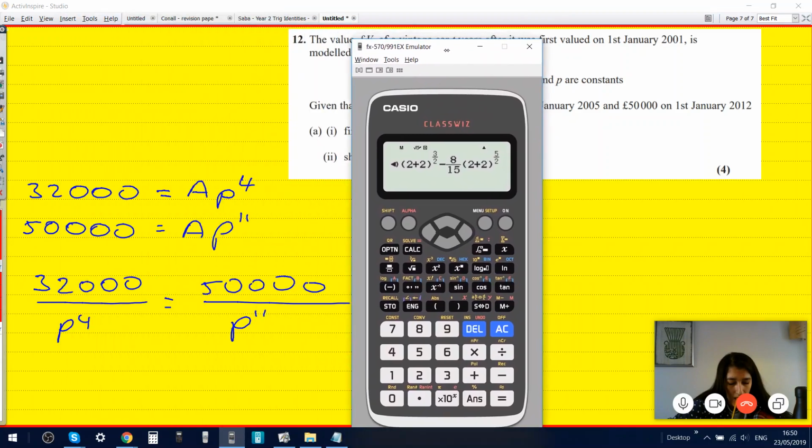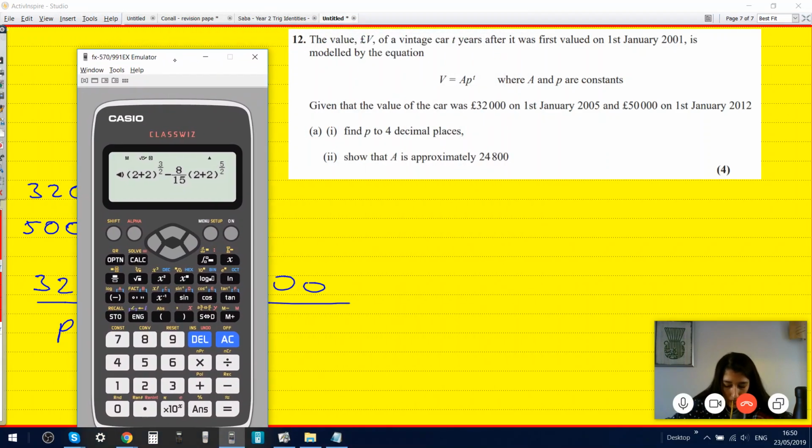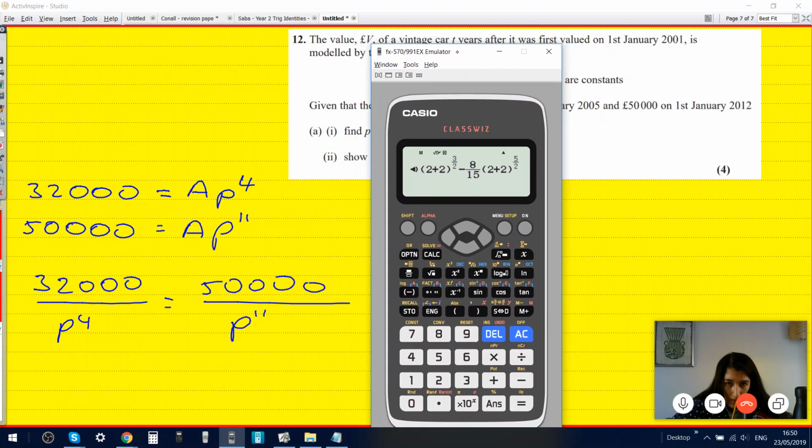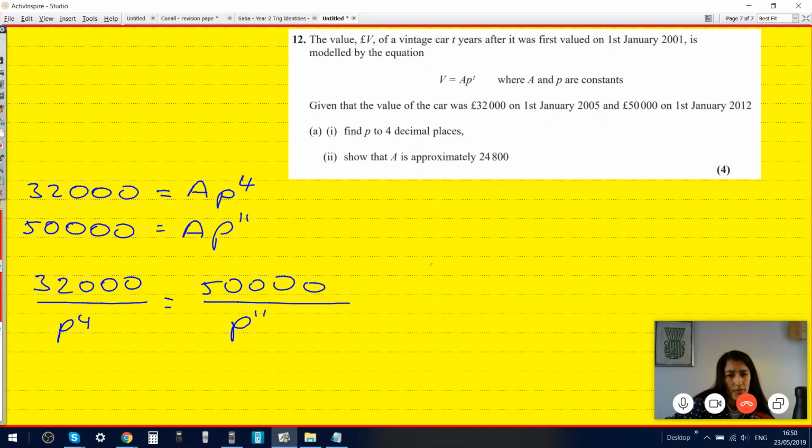Okay. And show that A is approximately 24,000. And you're supposed to get the 4 decimal places. Yeah. I just made them both equal to A. For the second part? For the first part. Oh, sorry, what was the first? What were we supposed to do? Find P.